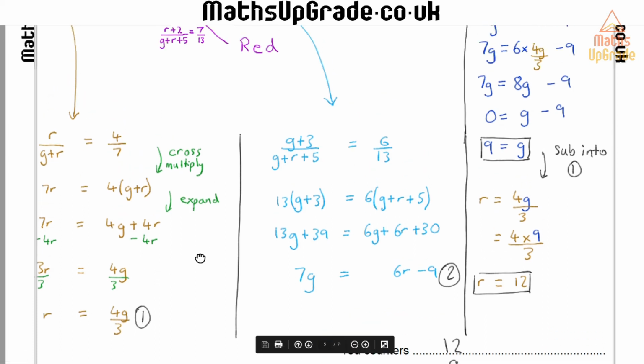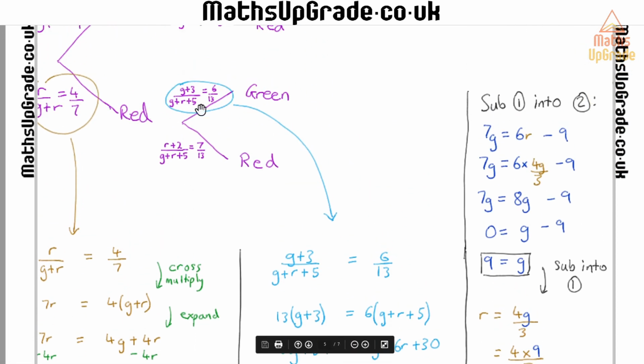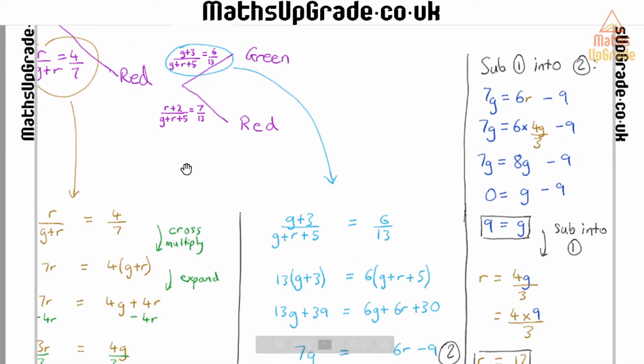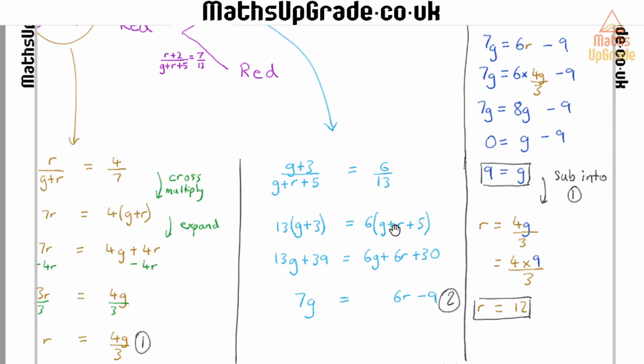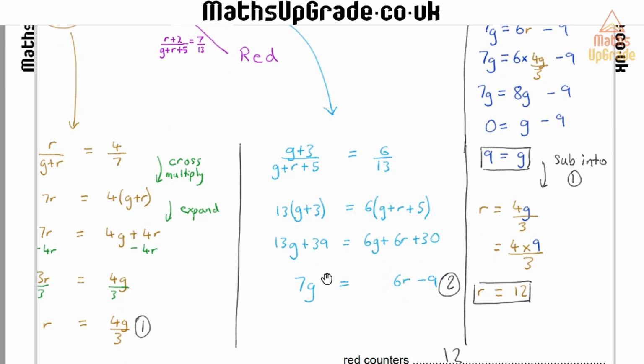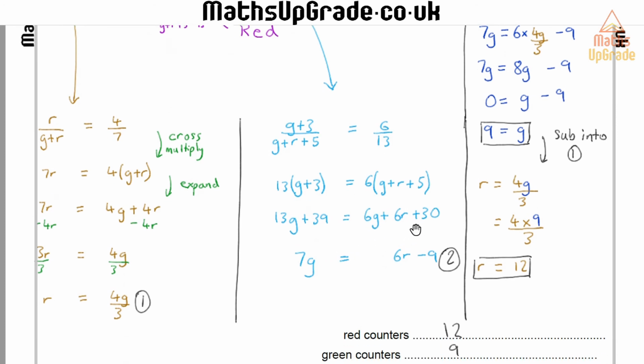So let's park that for the moment. In this equation here, I'm going to cross multiply. So I'm going to multiply by 13 on both sides, multiply by G plus R plus 5 on both sides, and then expand the brackets, and then collect like terms. So I end up with 7G equals 6R minus 9. What I'm going to do now is use both these equations to get the values of G and R. I'm going to substitute this equation into this equation here.